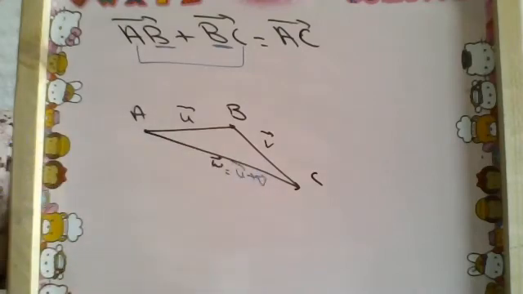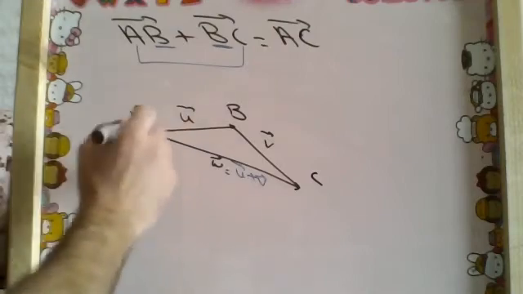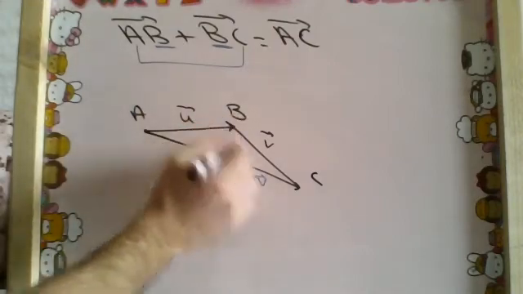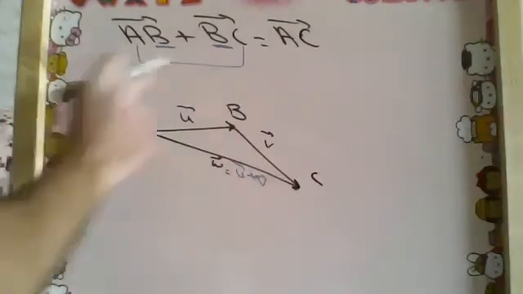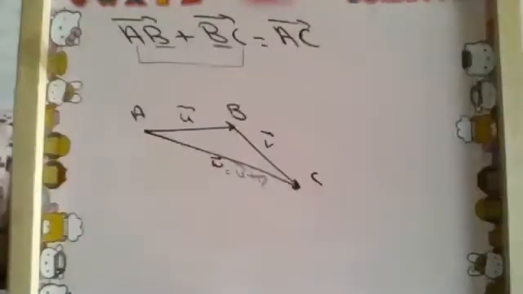Okay, but how are we proceeding? Please pay attention here. From A to B and then from B to C, the answer will be from A to C. This is what we call Chasles's relation, written on page 88. Okay, right.